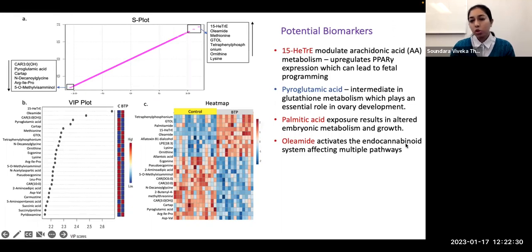which is known to modulate the arachidonic acid metabolism, which in turn upregulates the PPAR gamma pathway, which can lead to fetal programming. So pyroglutamic acid, which was downregulated in the biosolid animals, is an important intermediate in glutathione metabolism and hence plays an important role in ovarian development. So palmitic acid and oleamide were other important biomarkers that we discovered in our study.